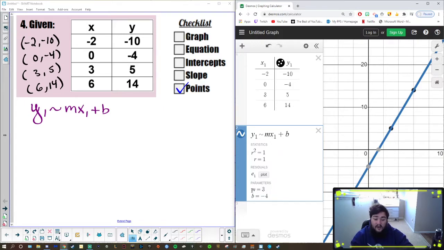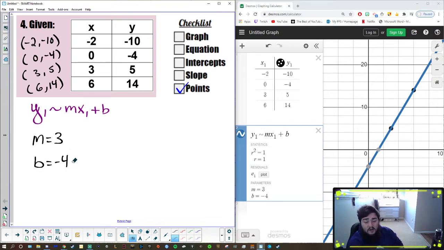Next, when we put in our cheat code, it gives us 2 very valuable pieces of information. It tells us our m value and our b value. So I'm going to make sure I write those down. My m value is 3. My b value is -4. Nice. We used our cheat code. We got some more information. Let's see if we can check anything off of our checklist.